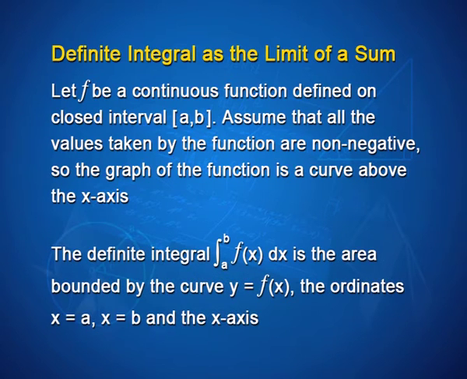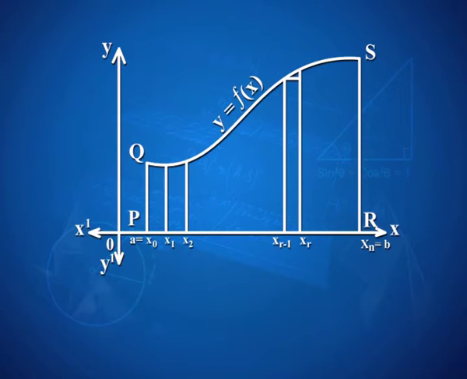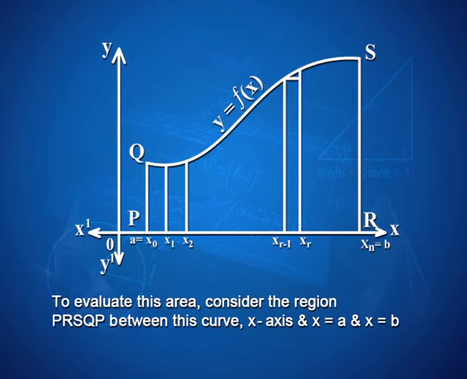The definite integral from a to b of f of x dx is the area bounded by the curve y is equal to f of x, the ordinates x is equal to a, x is equal to b and the x axis. Here, look at the graph, this is the y axis and this is the x axis with the curve. We have to study the area of the region PRSQP. To evaluate this area, consider the region PRSQP between this curve, the x axis, and x is equal to a and x is equal to b.